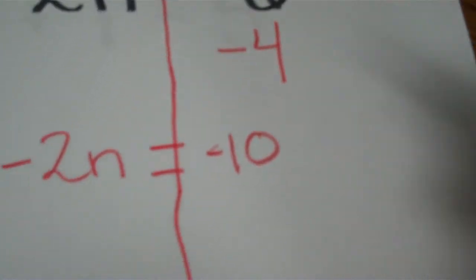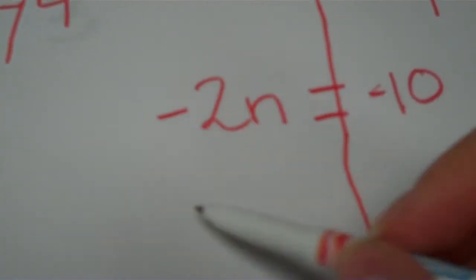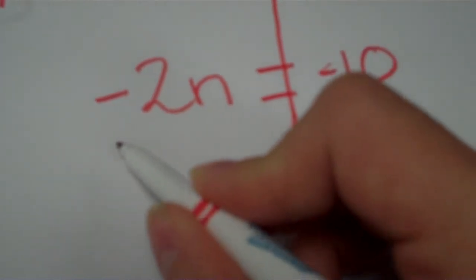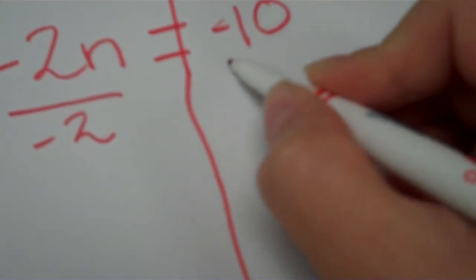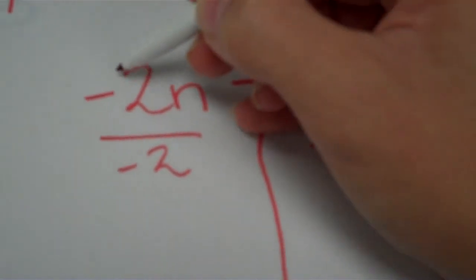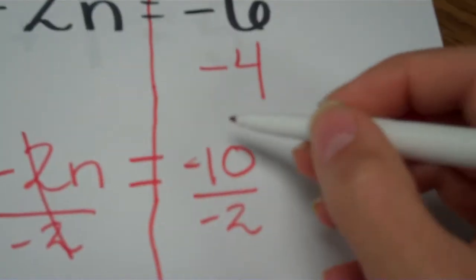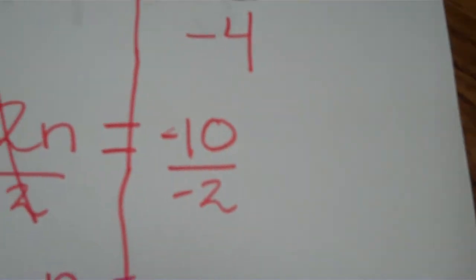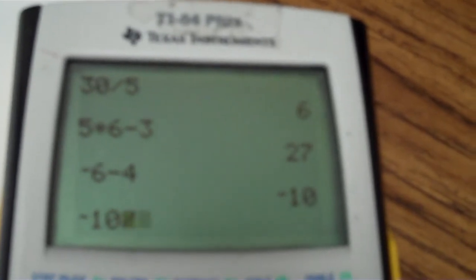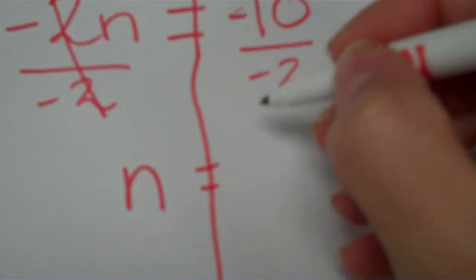Okay? Then mom says, seriously, your best friend has to leave. So the opposite of multiplying by a -2 is dividing by a -2. Okay? This goes away. Your n comes down. -10 divided by -2 is a +5. And then you can box it up.